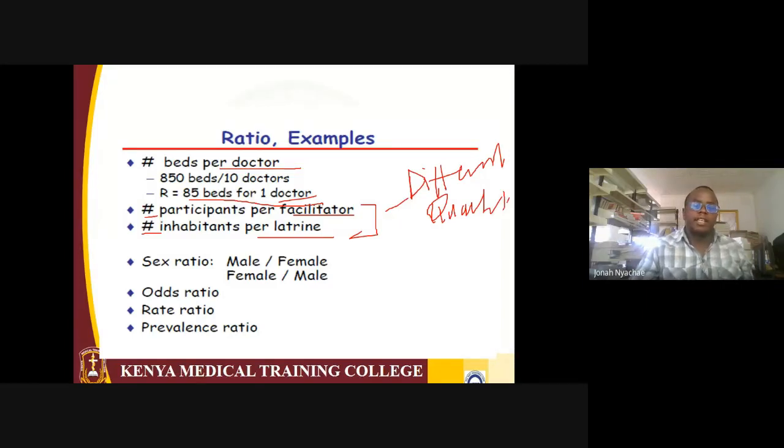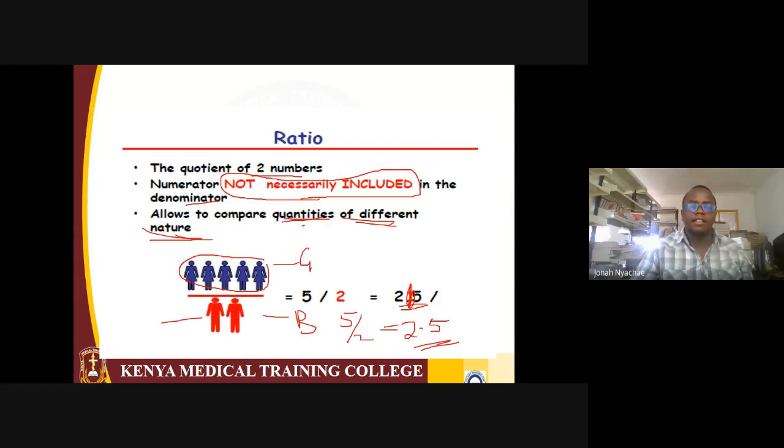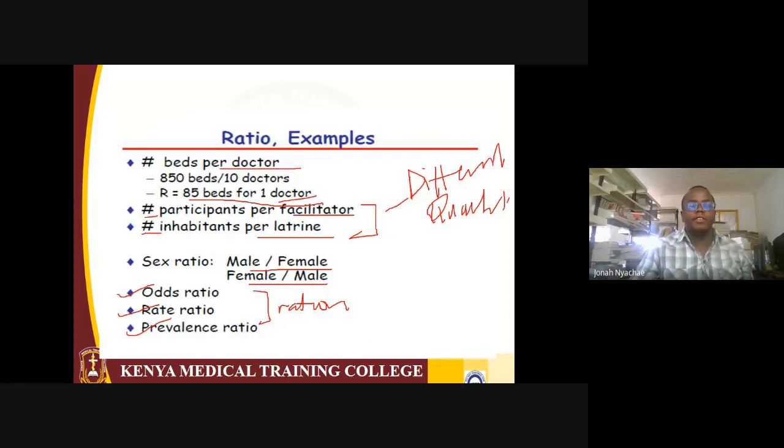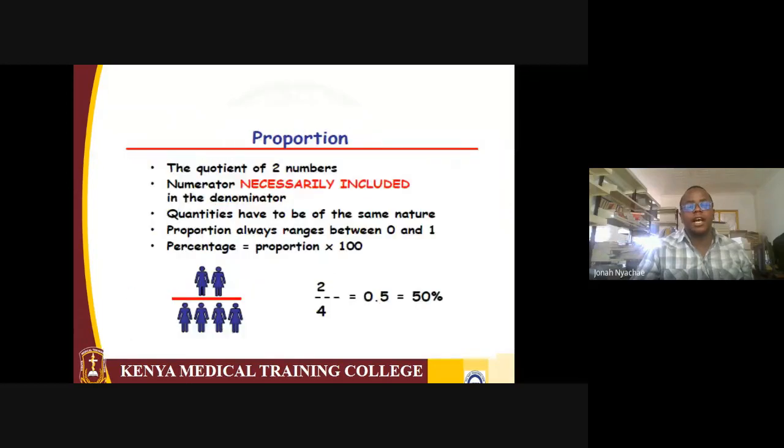We can also have the sex ratio, where we're talking about male-female or female-male. Other examples of ratios are the odds ratio, the rate ratio, and the prevalence ratio. All these are ratios, meaning that we are comparing items of different nature. So when you hear a ratio, always remember that the things we are comparing are different, and the numerator is not necessarily included in the denominator. We shall talk about odds ratio, rate ratio, and prevalence ratio later.